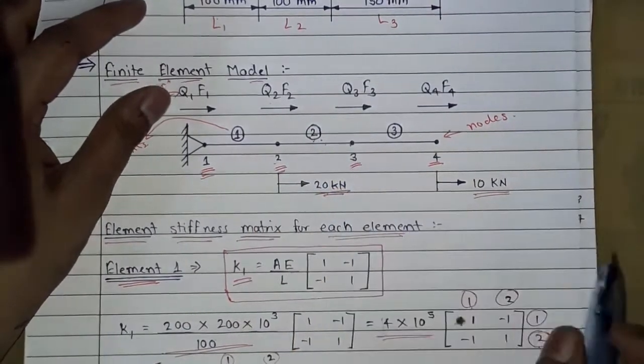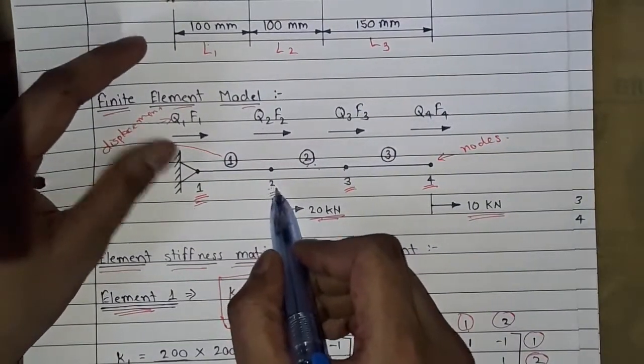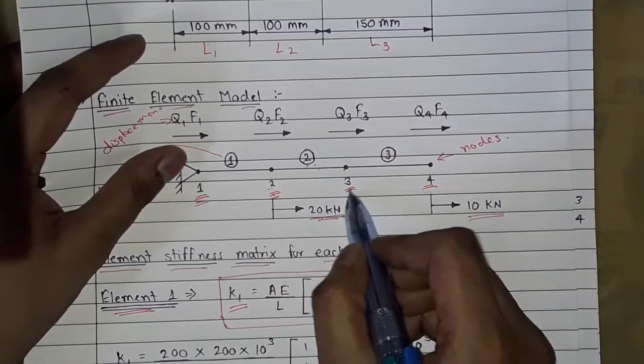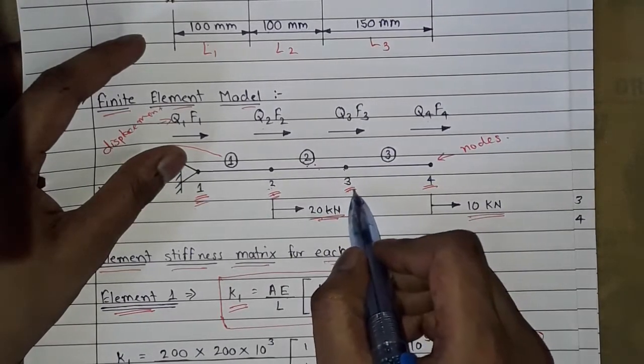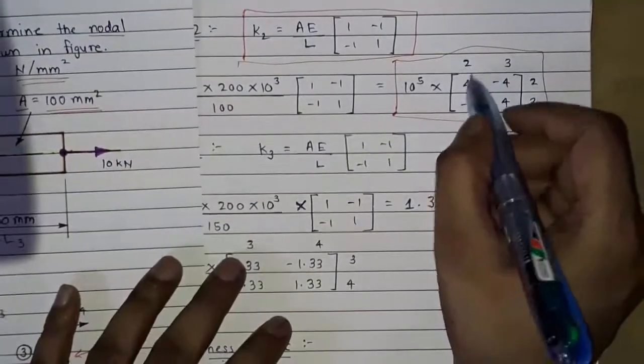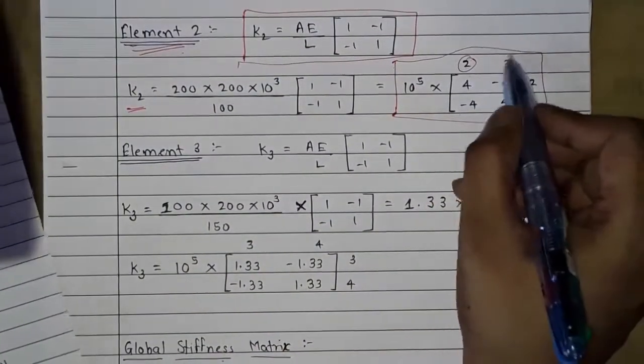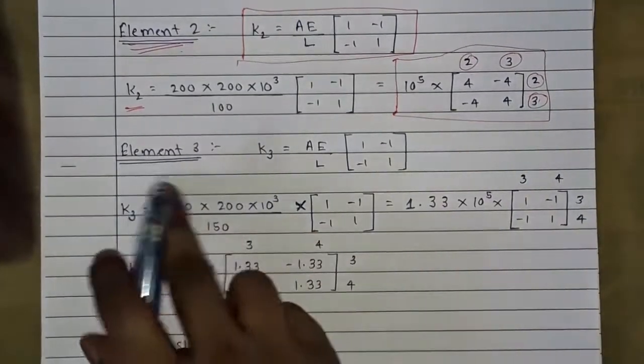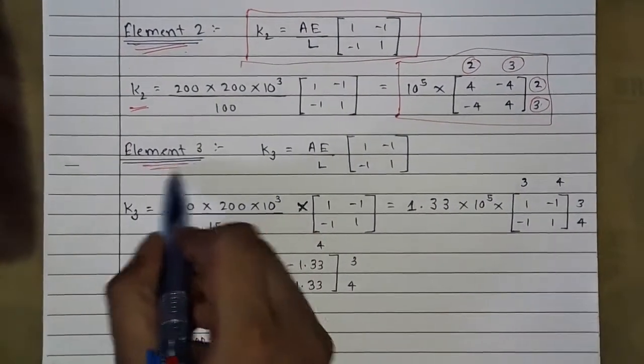That is, here this 2 will be for the first row and first column, and these 3 for the second row and second column. So here, as we can see, this is 2 3 2 3. Now friends, let's see element number 3.